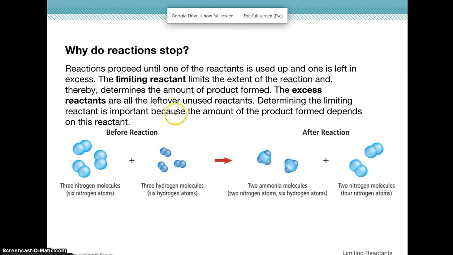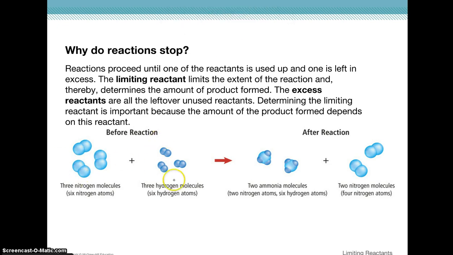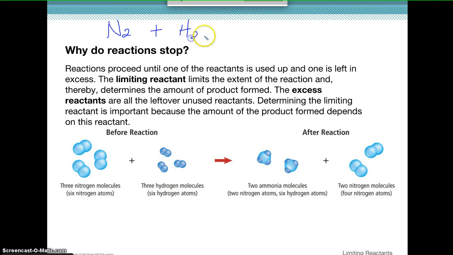So here we have shown 3 nitrogen molecules and 3 hydrogen molecules. Now if we were to look at how they react to each other in a balanced equation, we would see nitrogen reacting with hydrogen to make something called ammonia, which is NH3. If we were to balance that equation, we would need 1 nitrogen molecule for every 3 hydrogen molecules to make 2 ammonia molecules.